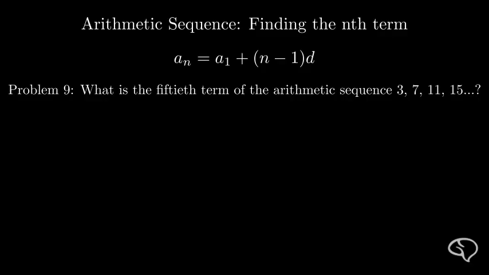First, let's identify our values. The first term, a sub 1, is 3. The common difference, d, is 7 minus 3, which is 4. We want to find the 50th term, so n is 50. So a sub 1 is 3, d is 4, and n is 50.